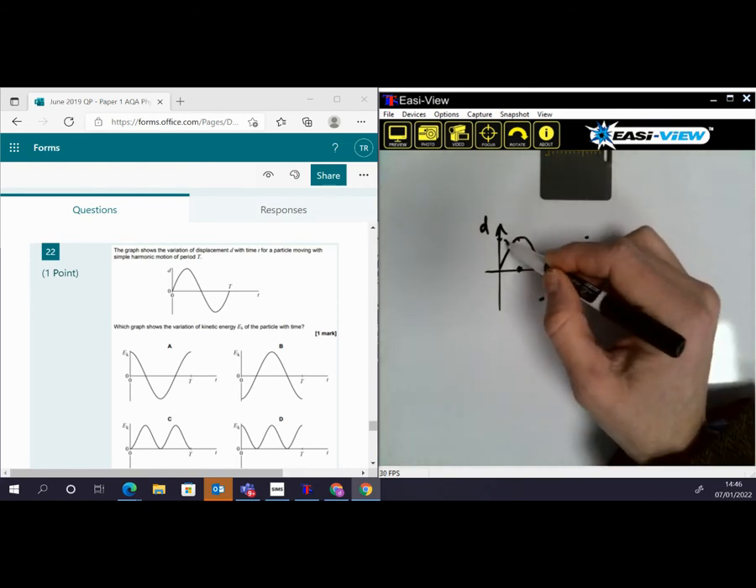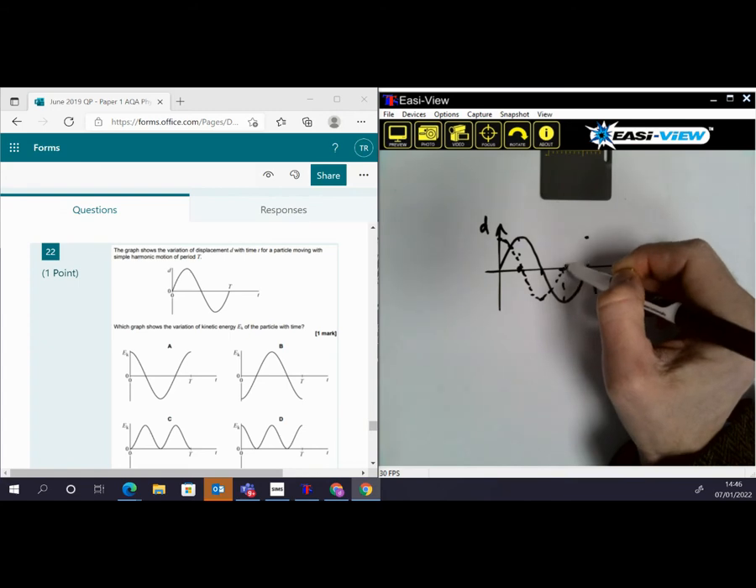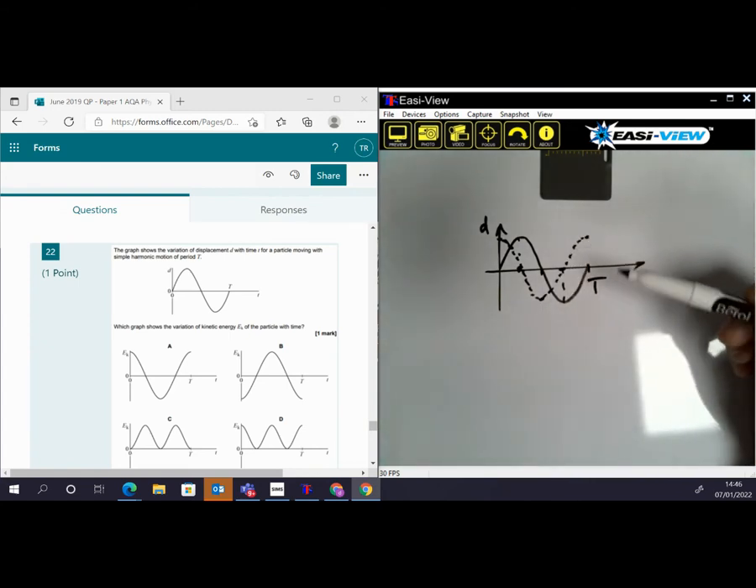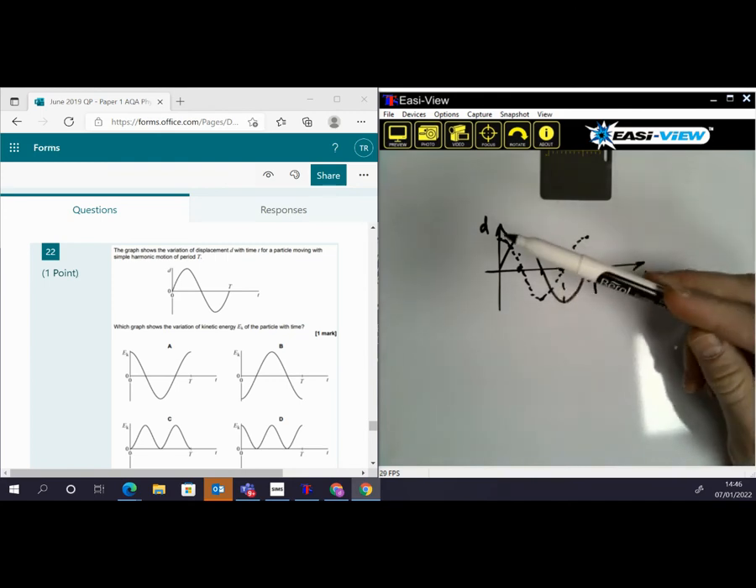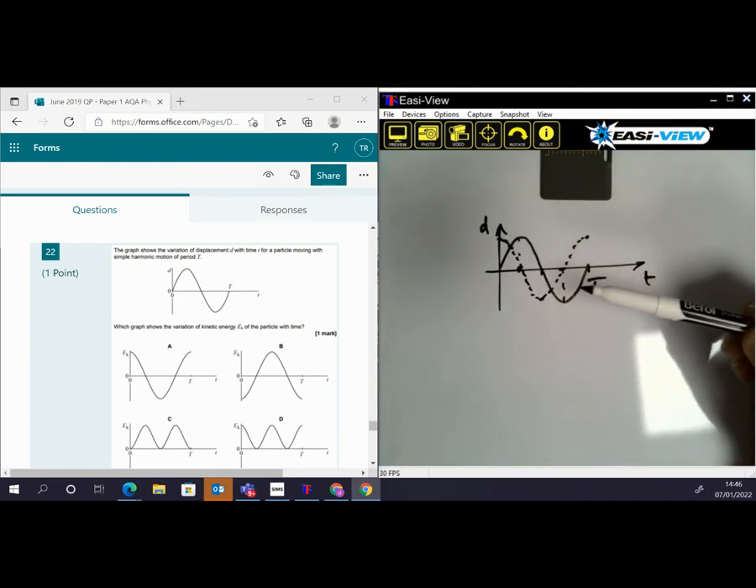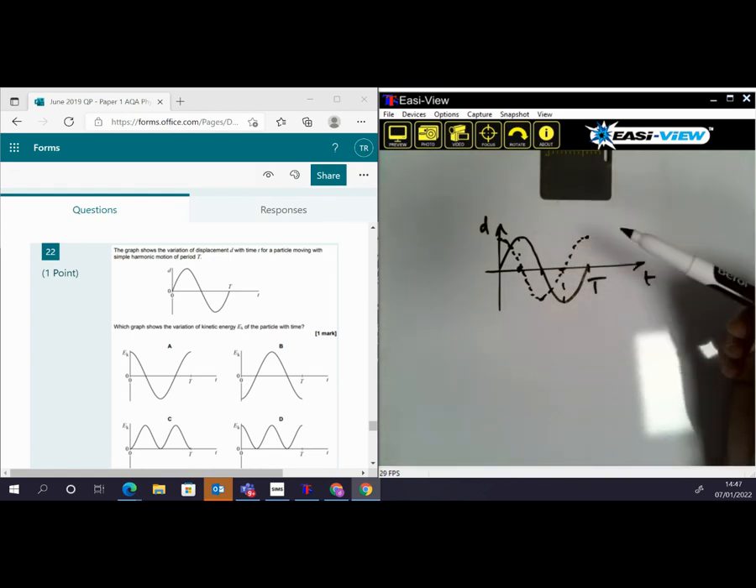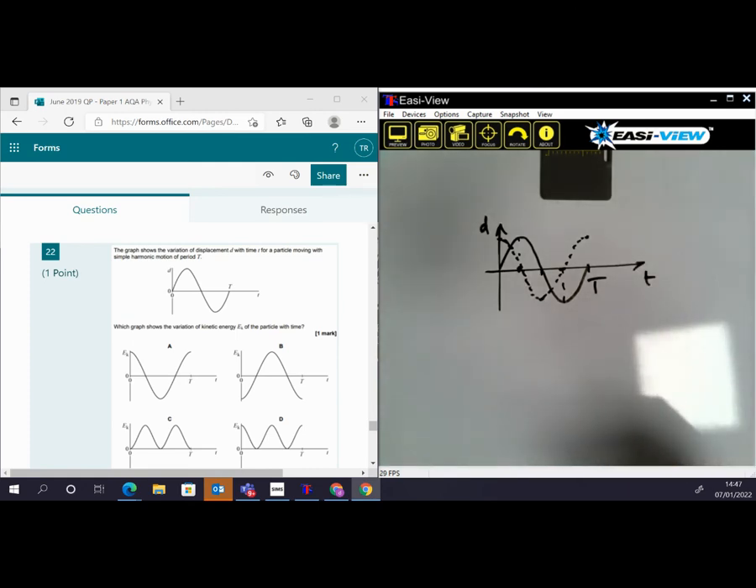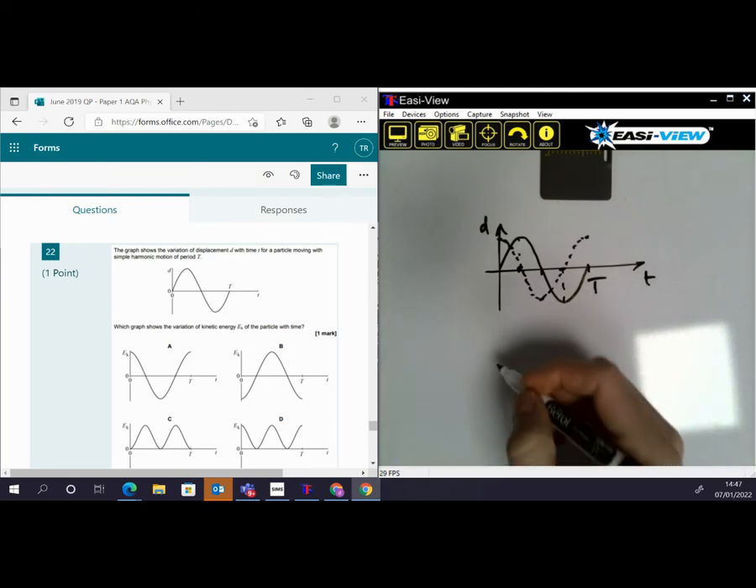So hopefully you'll be familiar that there is a pi by 4 difference in phase for the velocity time graph compared to the displacement time graph. So now I've got what the velocity time graph looks like, then I'm looking to square it. So if I square it, it's never negative. The concept of negative energy in this context doesn't make any sense. So you end up with it only ever being positive, which rules out the first two graphs. So I'm left with the final two.